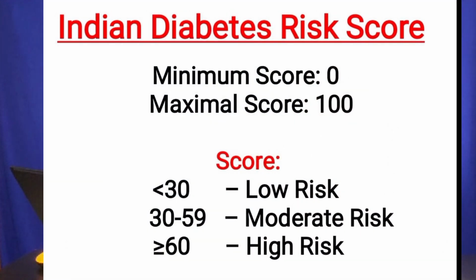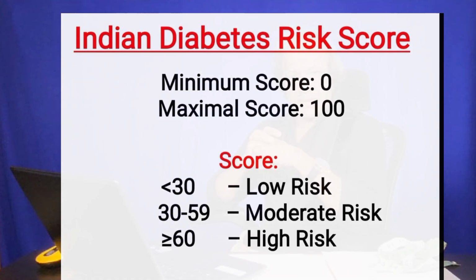When you score less than 30, your risk of diabetes is low. When you score between 30 and 59, your risk is intermediate. And when you score more than 60, your risk of getting diabetes is high. But this score system we have for Indians is accurate around 65 to 70%. But nevertheless, wherever you are, it potentiates you to do a good lifestyle modification.